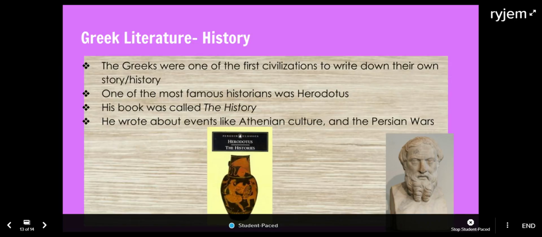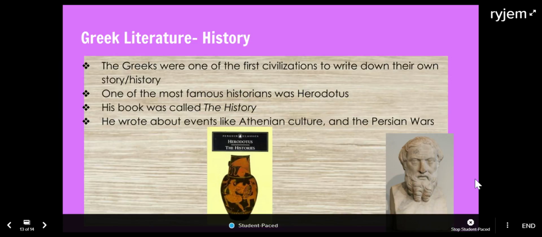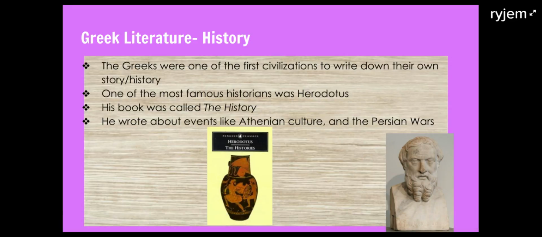So the last one is history. And the Greeks were one of the first civilizations to actually physically write down their own story or their own history. One of the most famous historians was Herodotus, and that's what he looks like right there. His book is called The History or the Histories. Very basic. And he mostly wrote about events that happened in Athenian culture, and he also includes the Persian Wars, which we'll talk about later.